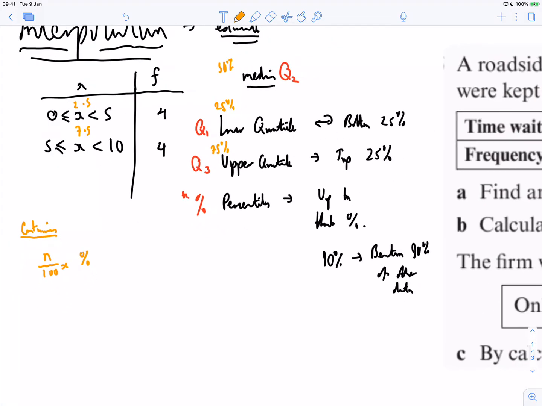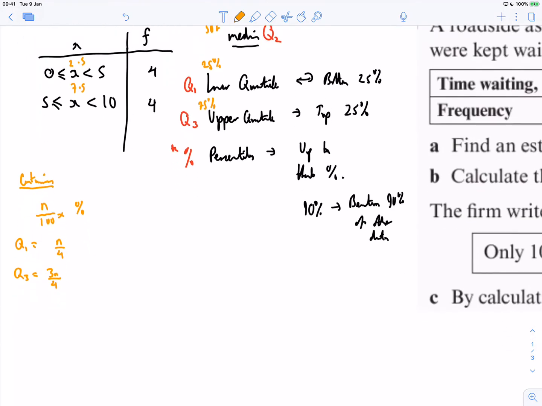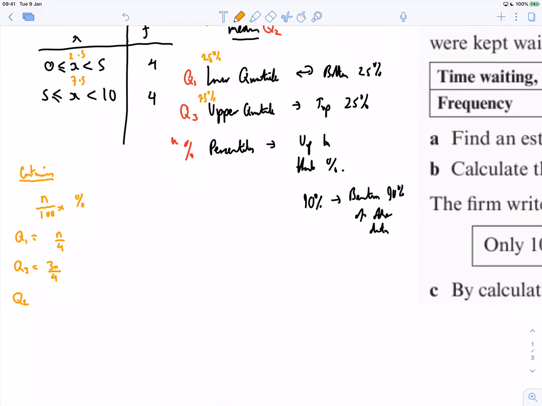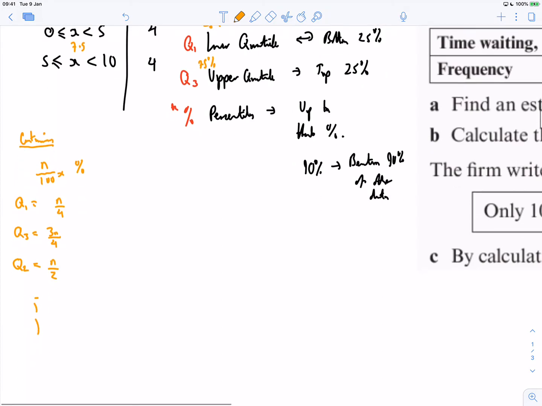So if I wanted the lower quartile, Q1, that would just be n over 4. If I wanted Q3, that would be 3n over 4. If I wanted the median, Q2, that would just be n over 2, and so on. If I wanted the 30th percentile, I would do n over 100 times the 30, so that's 3/10 of n.